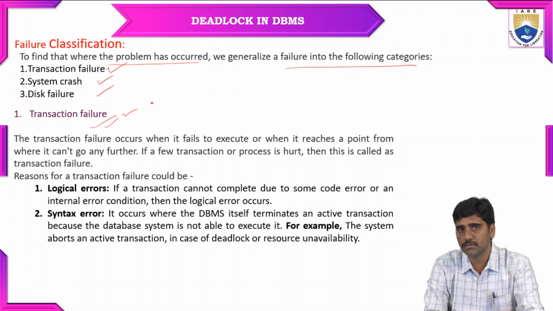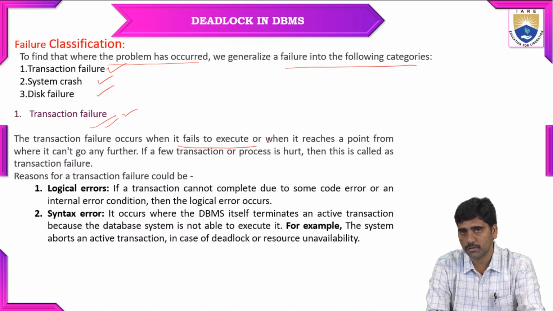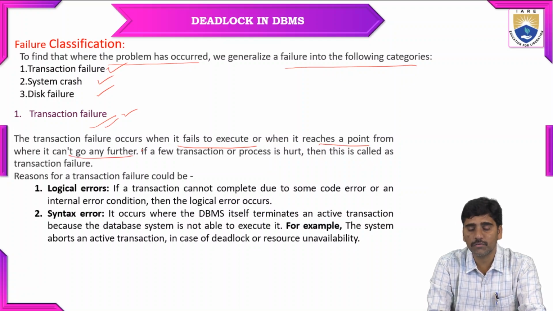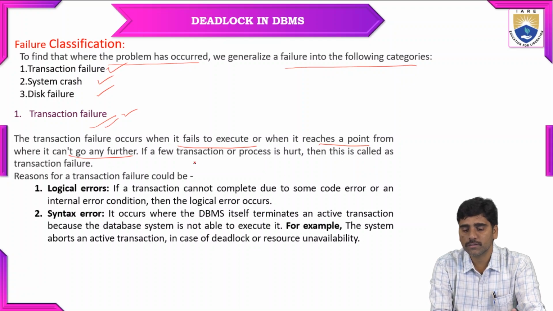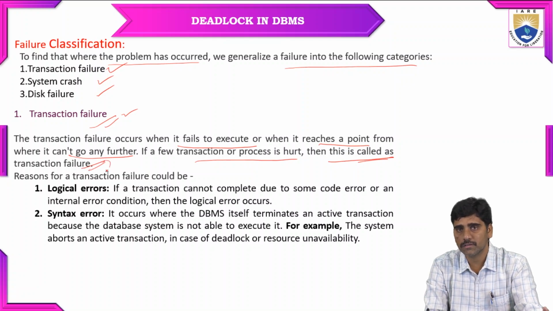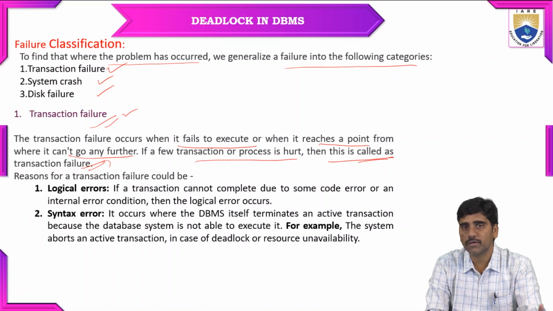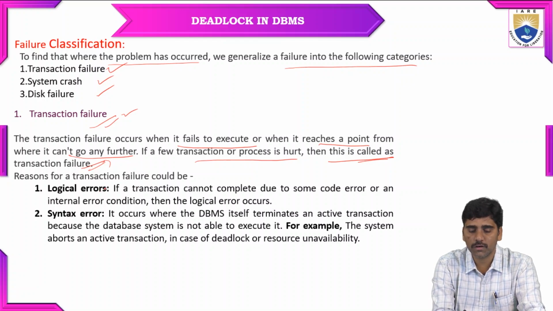Transaction failure. It occurs when a transaction fails to execute or when it reaches a point from where it cannot go any further. So if a transaction or process is hurt, this is called a transaction failure. In the middle of the transaction, if it reaches a point from where it cannot go any further, then it leads to a failure state. There are different types of failure states. One is what? Logical errors.